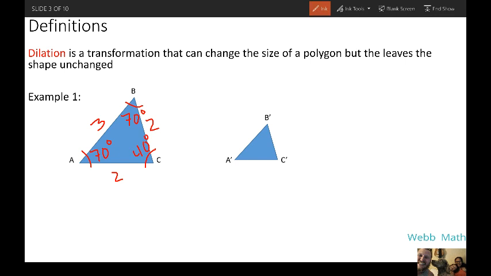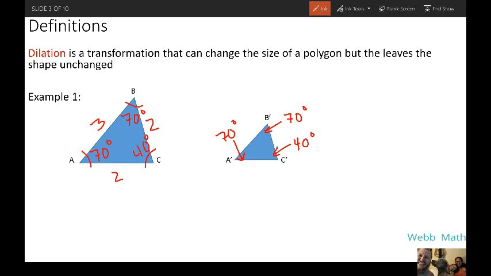Now, if you had a compass, you would realize that the angles stay the same. That's still 40 degrees for angle ACB. Angle B is still 70 degrees. And angle A is still just 70 degrees. So the degrees stayed the same. The angles stayed the same.